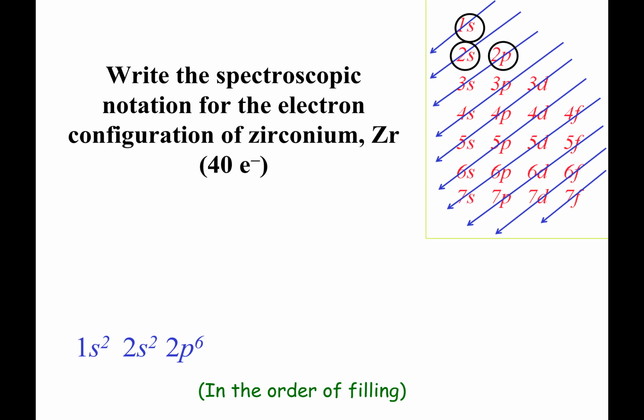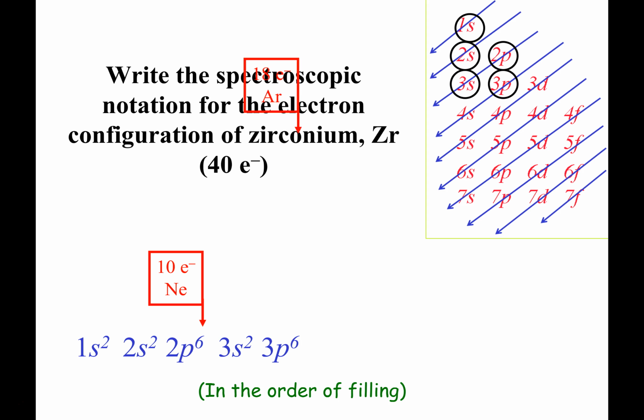And according to our arrow diagram, we're on to the 3s. So now that I've come to a p-type orbital with 6 electrons, I am at neon. So we'll go ahead and mark that. Now we're going to go on to 3s, and we'll fill it, 3s2. Then we're going to go on to 3p, and we'll fill it, 3p6. And I've reached another rare gas. Of course, that's argon. So far, this is kind of the same thing as when we went for potassium.